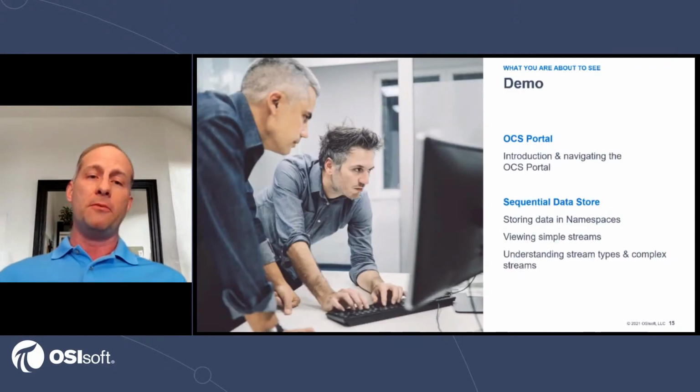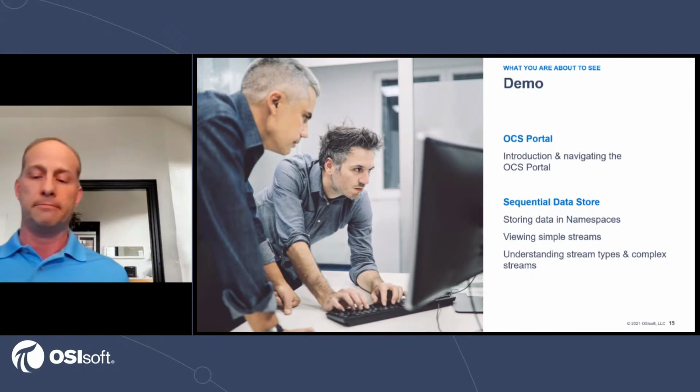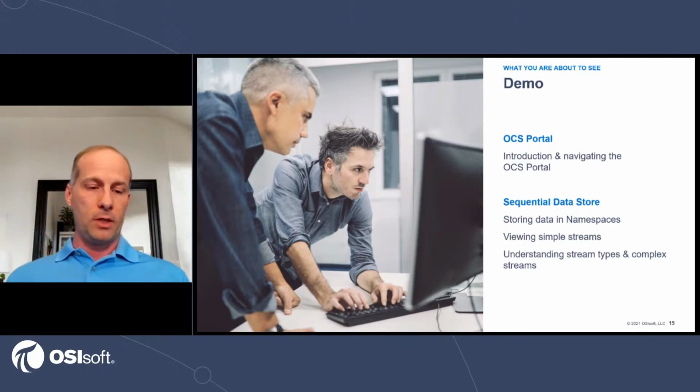So in our first demo, I'm an IT admin here at Wintopia, and we've been expanding the data flowing into our remote monitoring and diagnostic center. We support wind farms from all over the globe, and we're going to go back in and take a look at some of the data streaming in from some of these wind turbines that we have. I'm going to show you the OCS portal, and then we're going to dive into the Sequential Data Store and take a look at some of the streams and stream types. All right, so let's jump over to our demo.